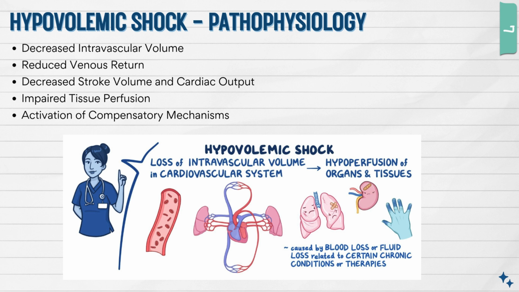So this results in impaired tissue perfusion, meaning that the organs and tissues aren't getting the oxygen and nutrients that they need. So the body doesn't take this lying down. The body's like, hey, no. So it's going to try to compensate. It's going to increase the heart rate. It's going to try to constrict the blood vessels to maintain that blood pressure to get blood to those vital organs.